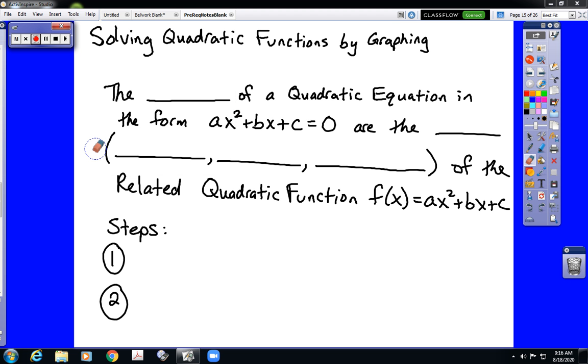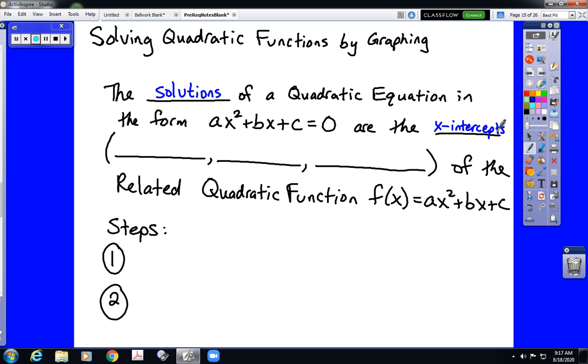Okay, ladies and gentlemen, we are discussing how to solve a quadratic equation by graphing. The solutions for any quadratic equation in the form ax squared plus bx plus c equals 0 are the x-intercepts of the related quadratic function f of x equals ax squared plus bx plus c.